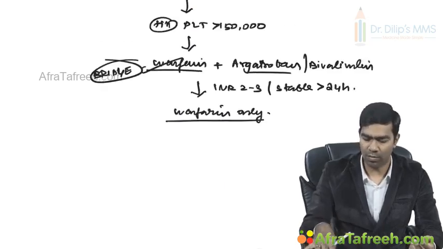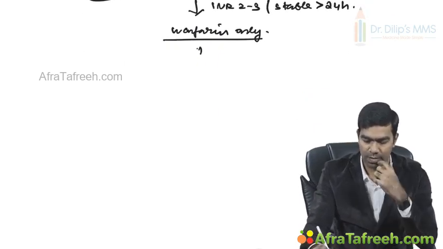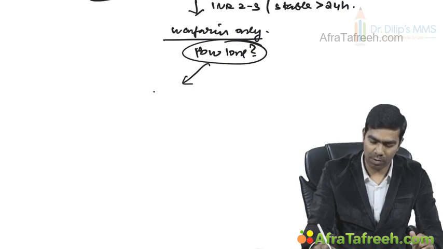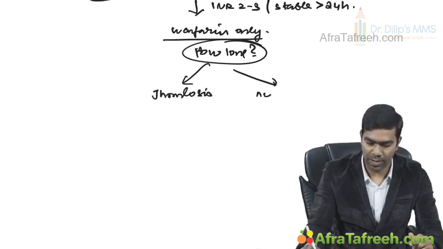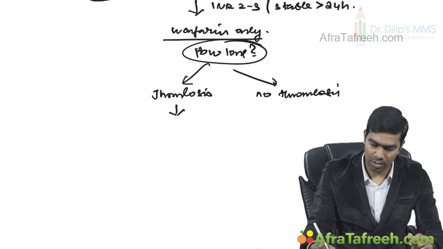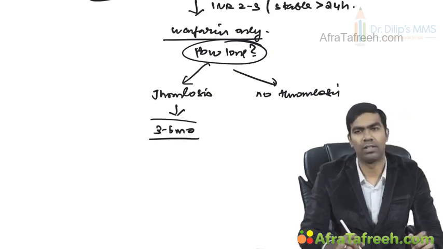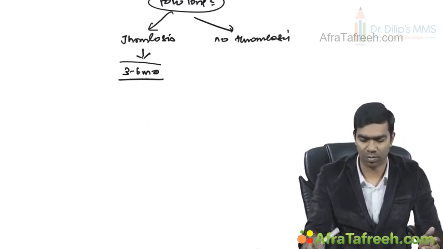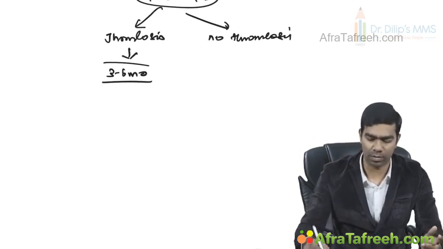So how long will you continue warfarin? How long to give warfarin? Suppose the patient has thrombosis, or the patient doesn't have thrombosis. If the patient has thrombosis, then you have to continue for 3 to 6 months because it's a provoked cause. So generally we give around 3 to 6 months and we stop, because it is heparin-provoked thrombosis. So definitely it's a provoked cause, so 3 to 6 months only.